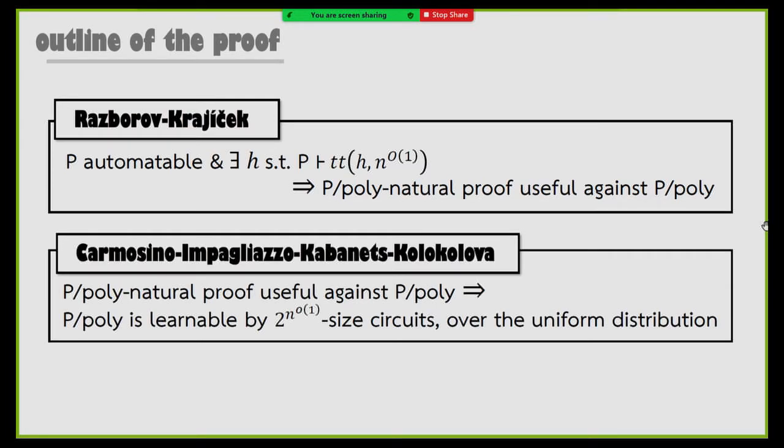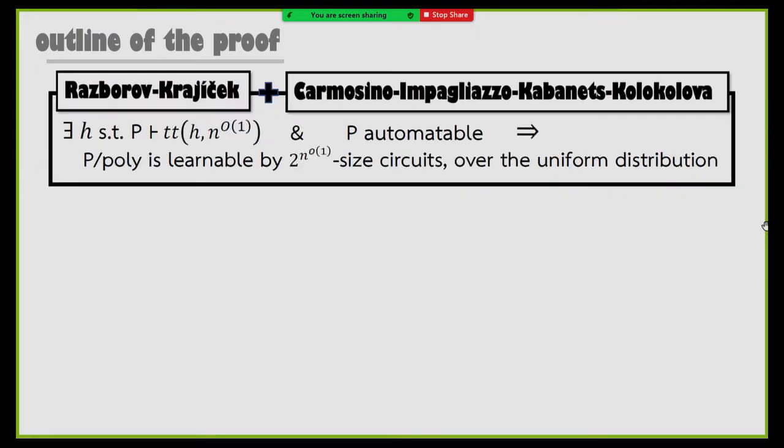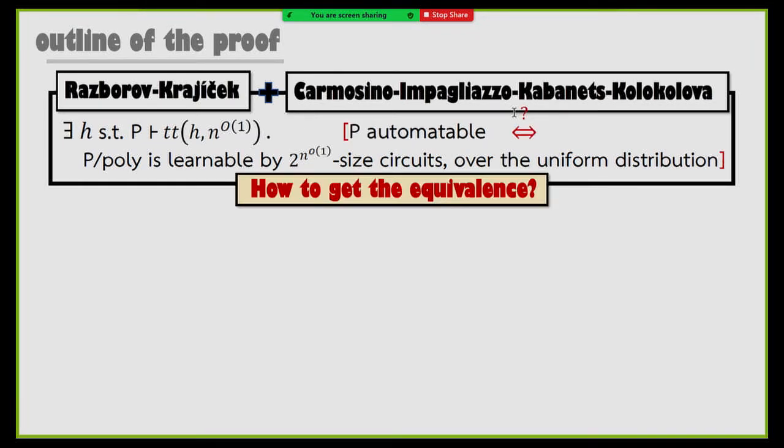Now, more recently, Carmosino, Impagliazzo, Kabanets, and Kolokolova showed how to turn natural proofs into learning algorithms. So a direct corollary of these two statements is that if you have a proof system which proves some circuit lower bound and which is automatable, then you have a learning algorithm. So this is almost what we want. What remains to show is the opposite implication. And this is the real problem here. We don't know how to prove that, how to automate any standard proof system, assuming just that you have an efficient learning algorithm.